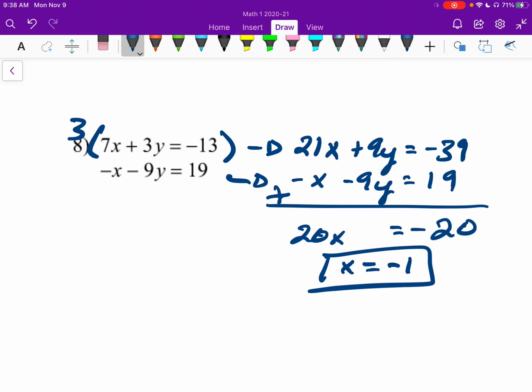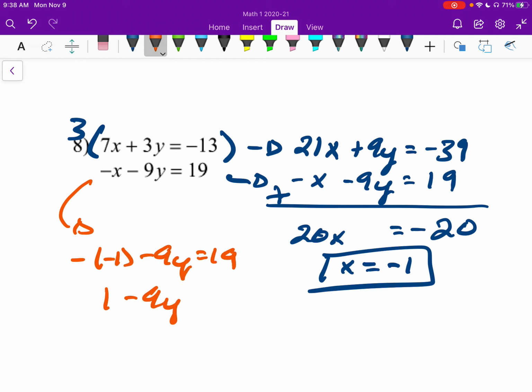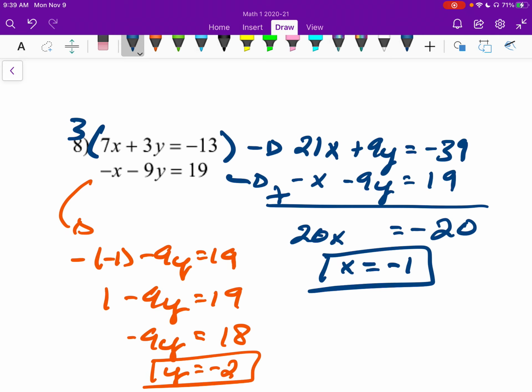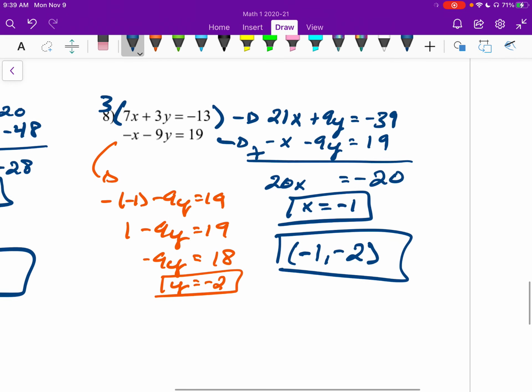I need to plug into one of the equations. I'll pick the bottom one. So I get negative 1 minus 9y is 19. So negative 9y is 18, and y is negative 2. So to write that as a point, I have the point negative 1, negative 2. And there we are.